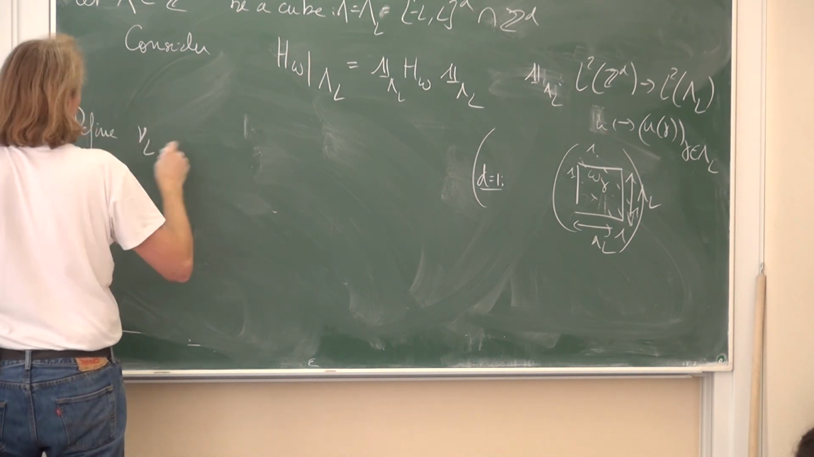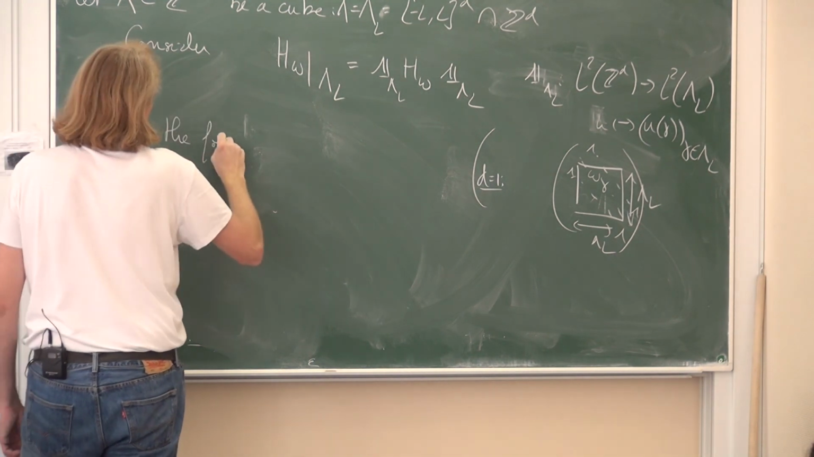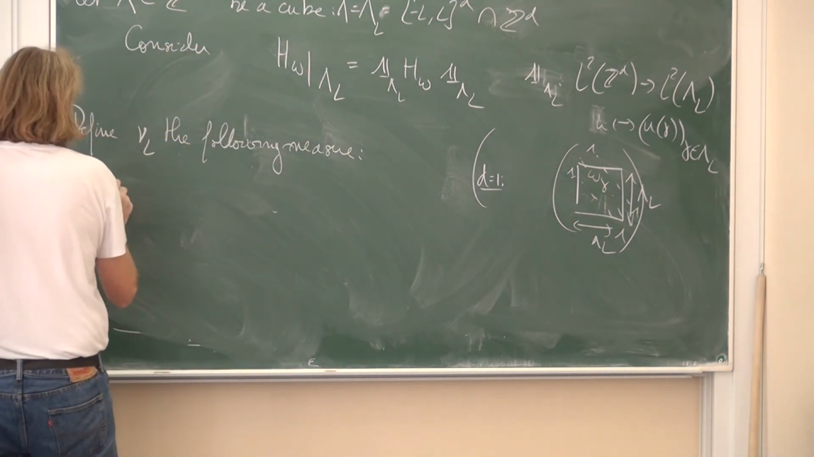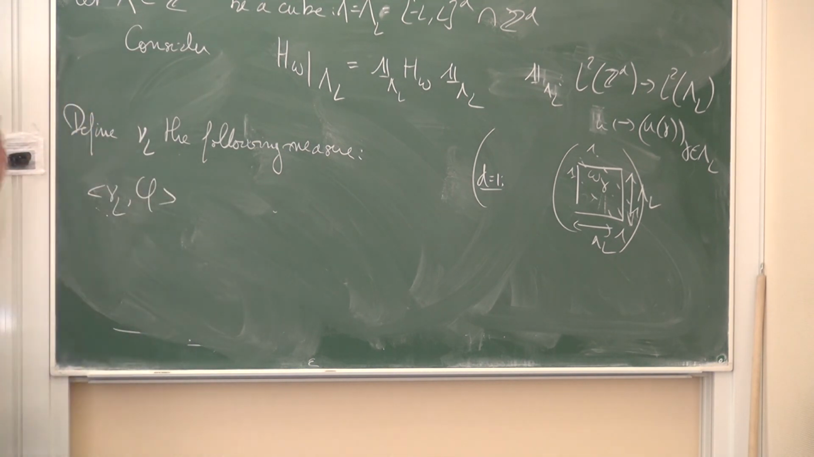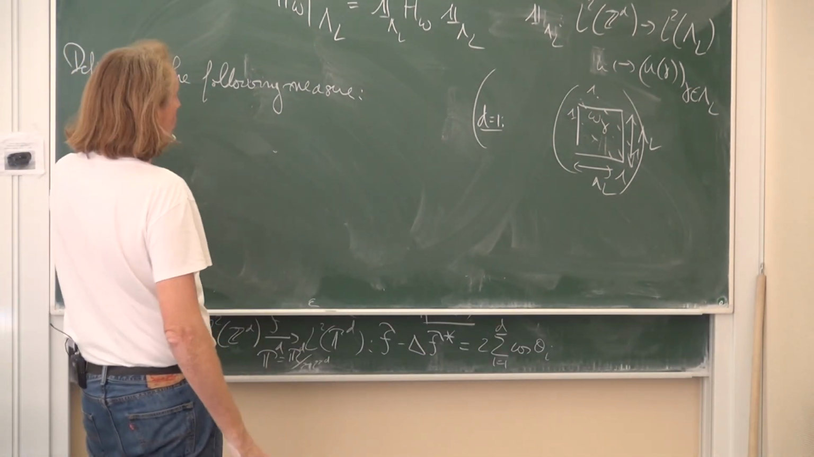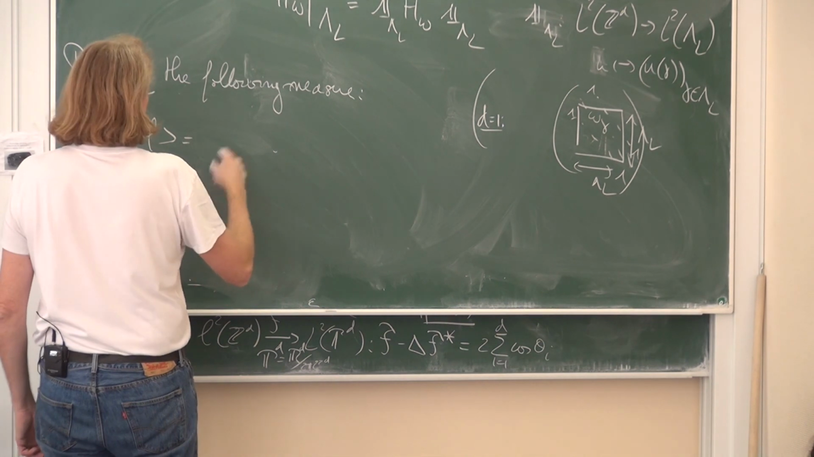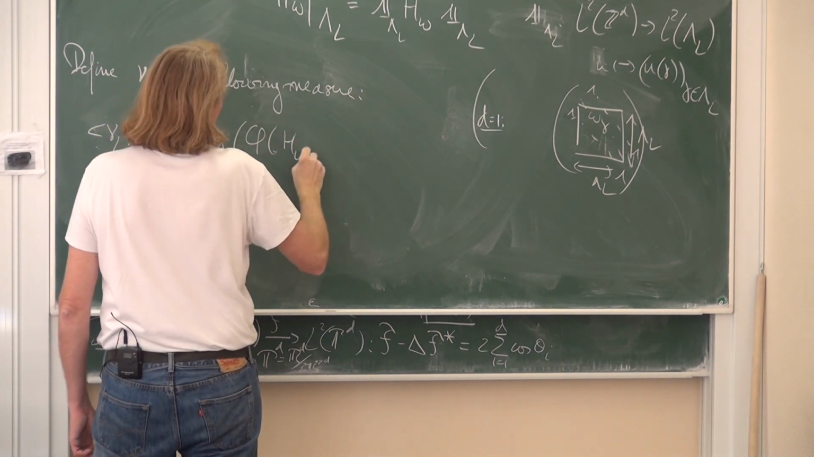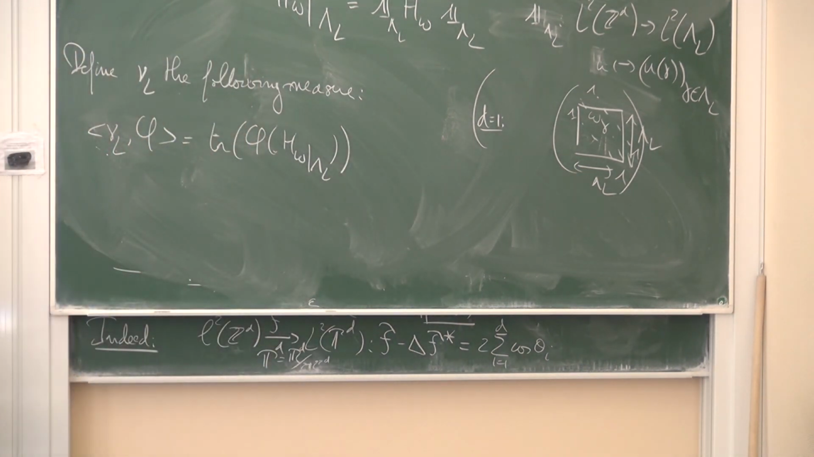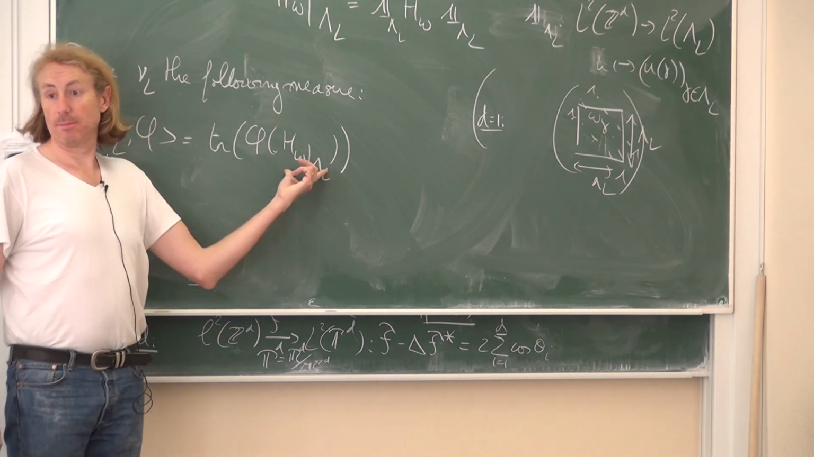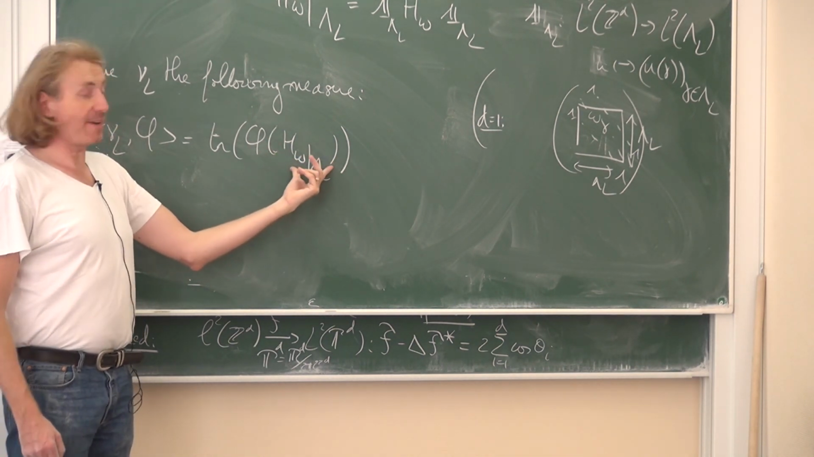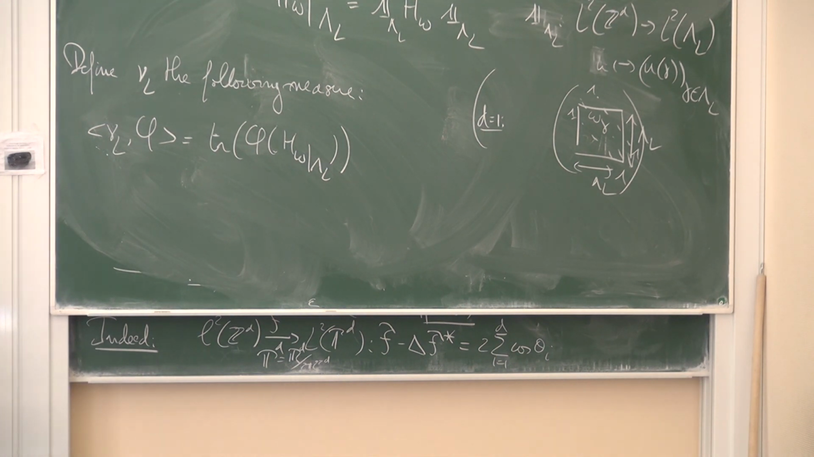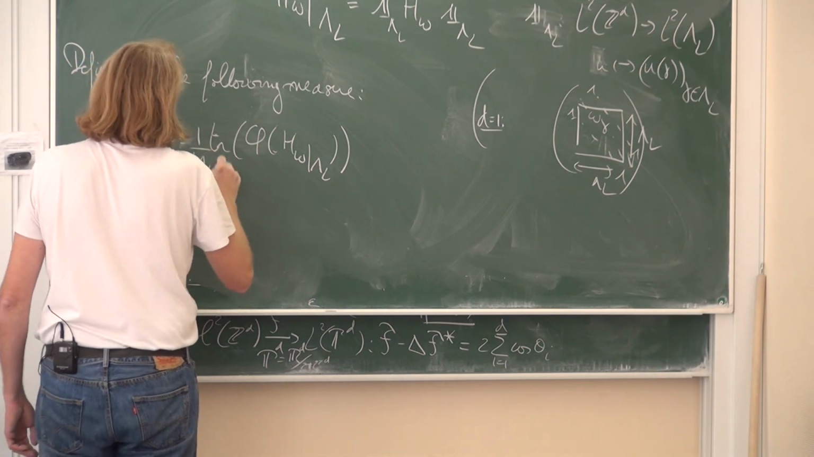nu sub L. So the following measure. So what is it? So nu sub L applied to a function phi, I'm going to define it by duality, computing the integral of the function with respect to this measure, which is just the trace of phi of H omega restricted to lambda L. Right? I just take the trace. So this is a finite dimensional matrix. Okay? And I take the trace of the function of this finite dimensional matrix, well known what it is, right? You can do it for polynomials and then extend it because it's just a bounded operator, that's fine. And well, I'm going to normalize it by the volume as well. Right? That's nu sub L.